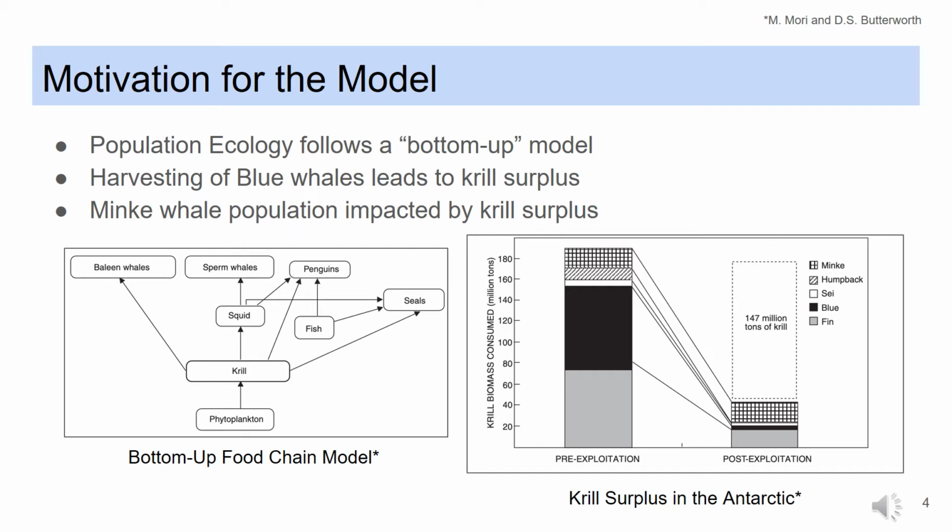Because of the harvesting of blue whales, we get a similar situation to the limitless krill mentioned previously. Because blue whales feed on such large amounts of krill, when they were harvested to almost extinction, this left a large amount of krill surplus for species like the minke whale to feed on. This krill surplus has impacted the minke whale population by reducing the birth rate at times due to surpassing the assumed carrying capacity of minke whales. This leads us to investigate just how the population was impacted, and this is what motivates the model.